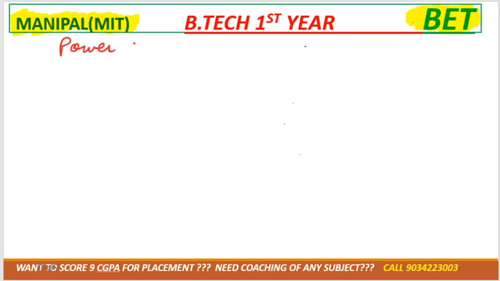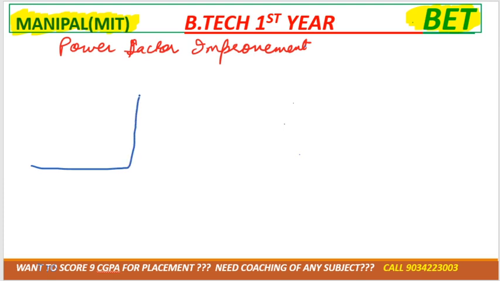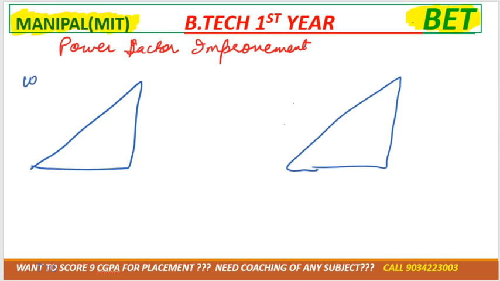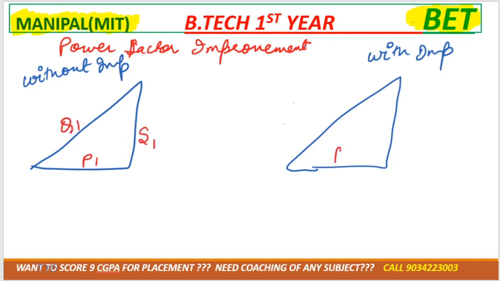Whenever you'll have the question of power factor improvement or power factor correction, okay, so we'll follow the same steps every time. Draw two power triangles, one is without improvement and another one is with improvement. Okay, so without improvement, let's mark P1, Q1, S1. This one would be P1, Q2, S2. Why have I taken P1? Because without improvement and with improvement, active power is always the same.